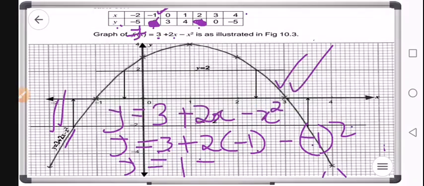So y is equal to 1 minus 1. Then 1 minus 1 is what? 0.